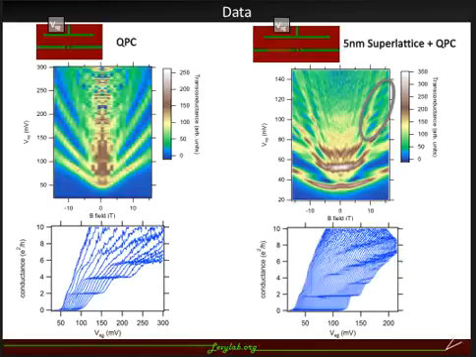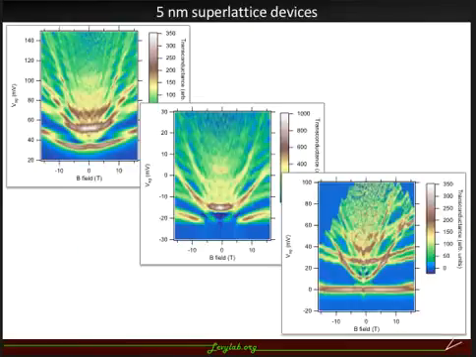And so currently we're continuing to study how changing the parameters of the superlattice, the spacing of the sites, the depth of the barriers, and the number of sites, can change these features that we see. We have studied several 5 nanometer superlattice devices, and they show similar features, but they're not identical. So there are definitely some things we need to work out experimentally to make this process fully repeatable.